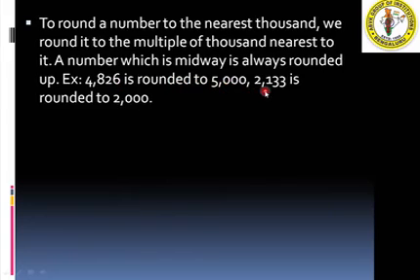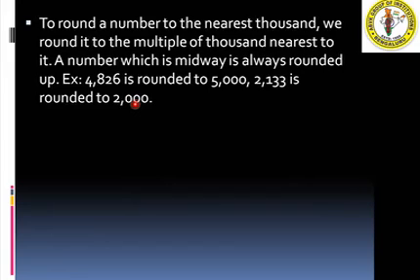Let us see another example, 2133. Here in the hundreds place you have the number 1, which is less than 5. If it is less than 5, it is not going to change the number. So it will be written as it is, 2000. 2133 is rounded to 2000. I hope you have understood how you have to write the nearest tens, hundreds, thousands.